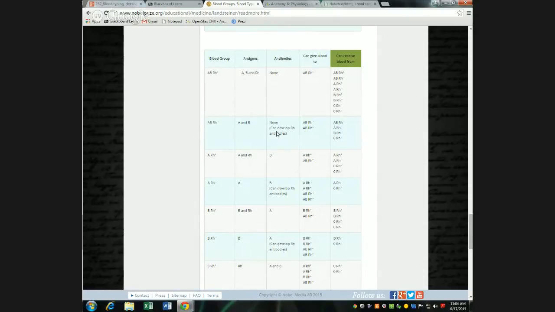What about with twins? Would the twins have the same blood type? It depends on if they're identical or not. But it's still the same idea.